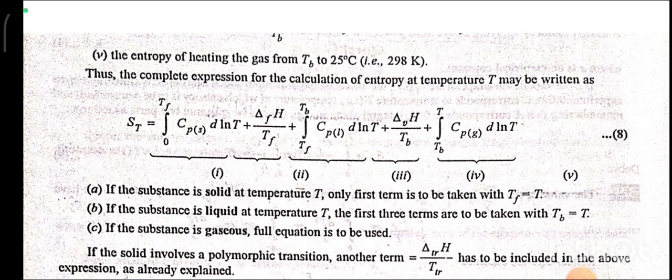Thus, the complete expression for the calculation of the entropy at temperature T may be written as St is equal to integration from 0 to Tf Cp solid d ln T plus delta H of fusion upon Tf plus integration from Tf to Tb Cp liquid d ln T plus delta H of vaporization upon Tb plus integration from Tb to T Cp gaseous d ln T.